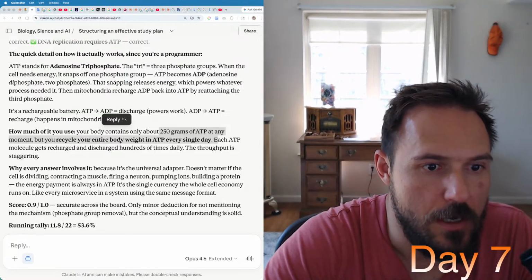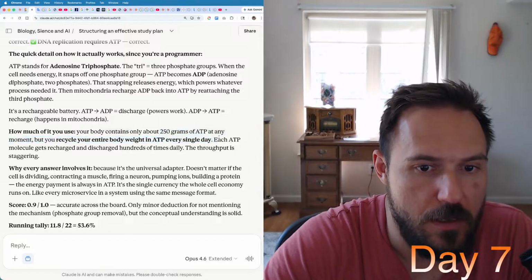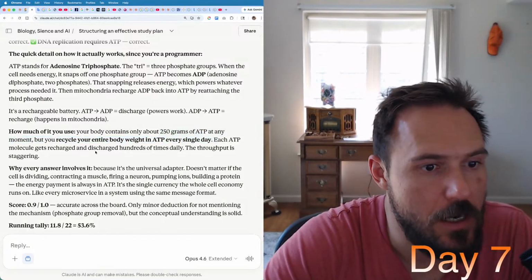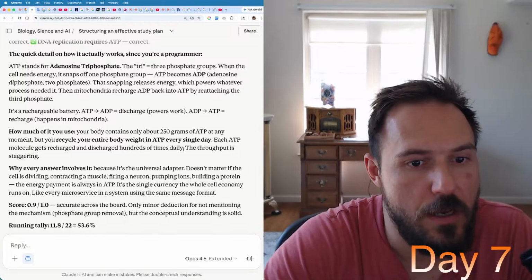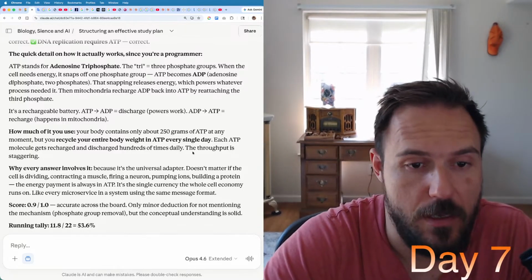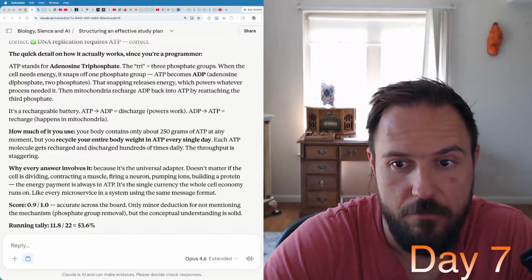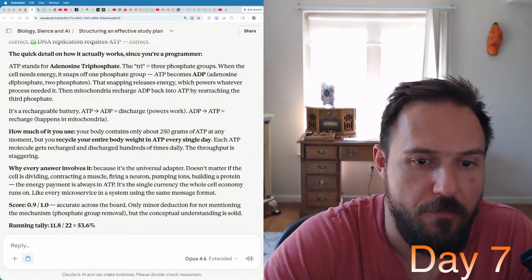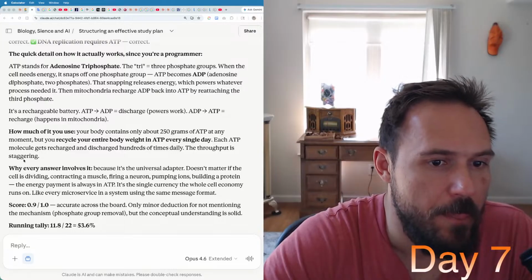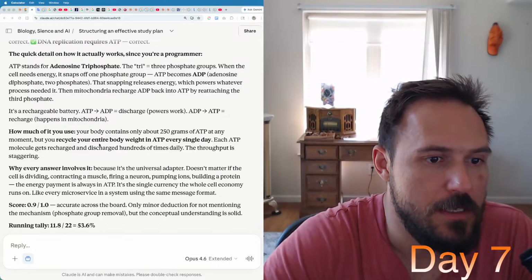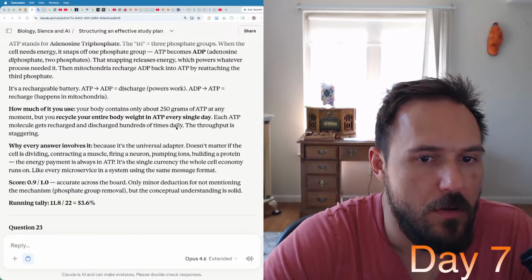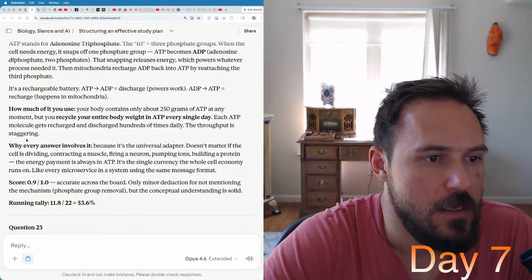Recycle your entire body weight of ATP every single day. Each ATP molecule gets recharged and discharged hundreds of times daily, 300 to be exact. We just calculated. The throughput is staggering.